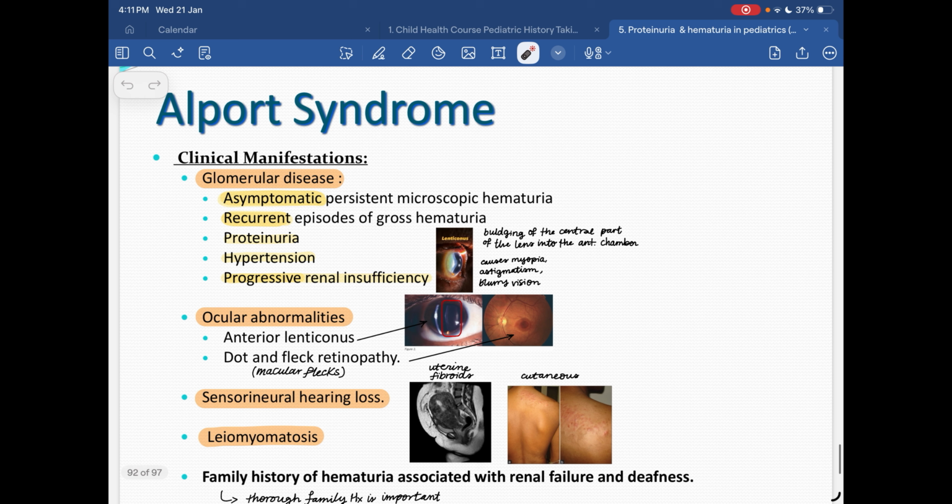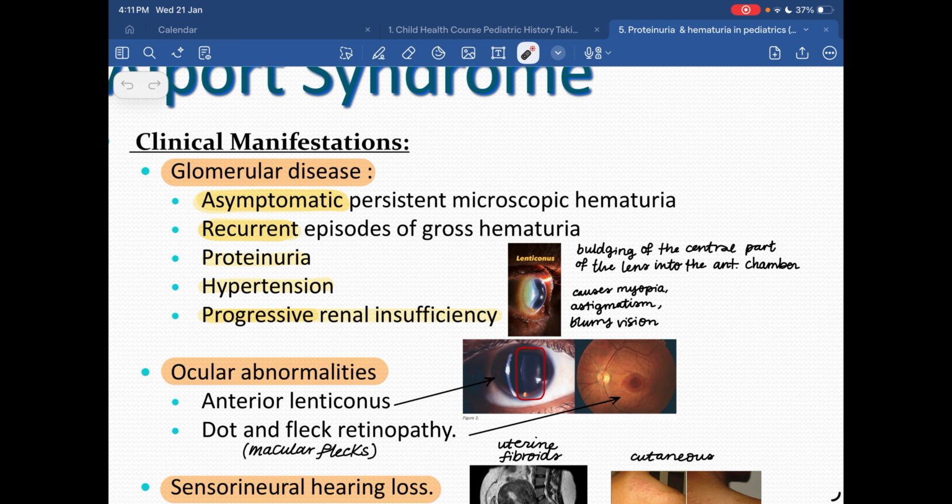What are the clinical manifestations? Glomerular disease, ocular abnormalities, sensorineural hearing loss, and leiomyomatosis. So glomerular disease is asymptomatic, persistent microscopic hematuria. Microscopic mainly persistent. لكن ممكن تجينا recurrent episodes of gross hematuria. So هو دائما عندهم في البول الميكروسكوبيك hematuria لكن أحيانا تجيهم الجروس hematuria. It's also associated with proteinuria ولأن nephritis عندنا hypertension or progressive renal insufficiency.